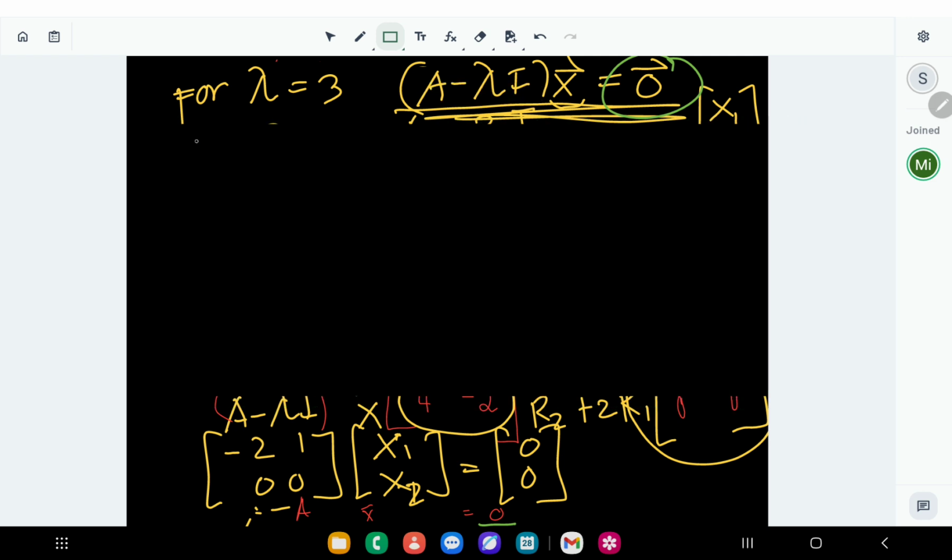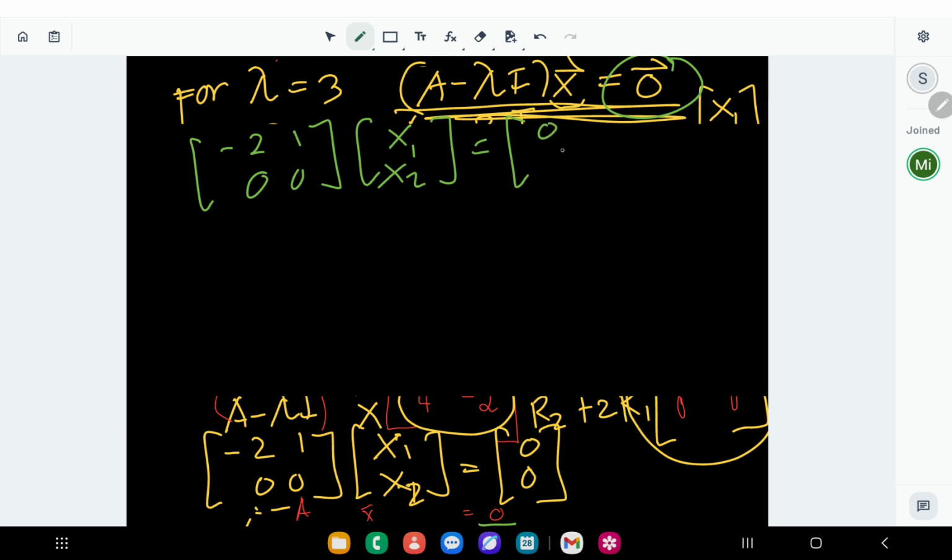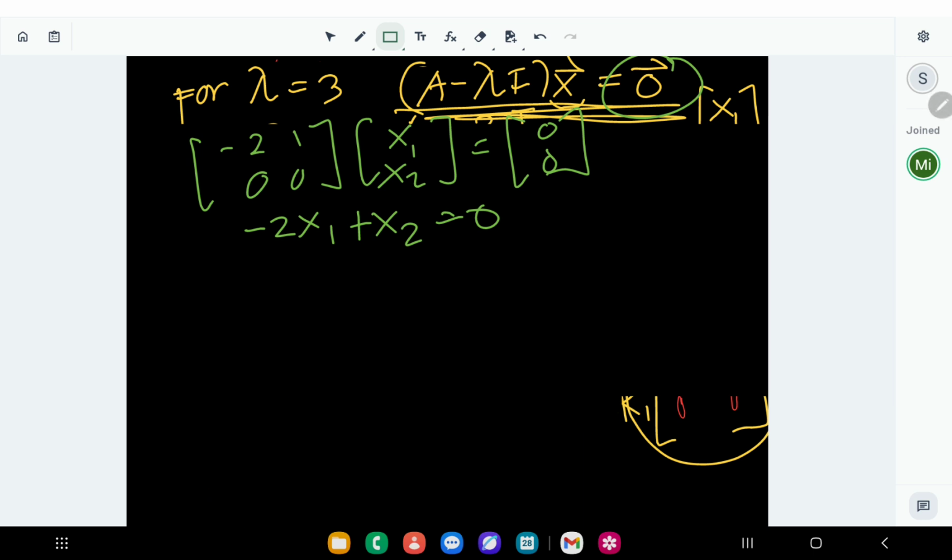Okay, so we have -2, 1, 0, 0 times x1, x2 equals 0, 0. And now we can solve this. We multiply -2, 1, and x1. So we have -2 x1 plus x2 equals 0. Is that right? Okay. Alright, so we can solve for the value of x2 here.